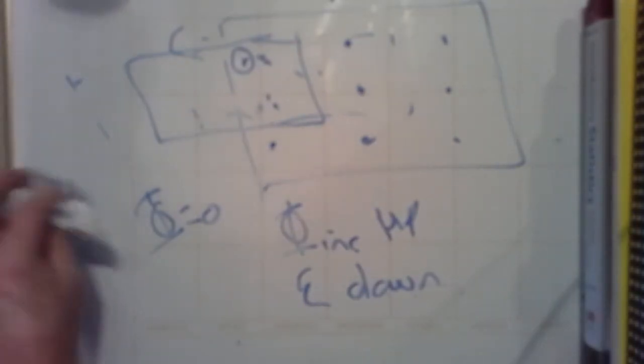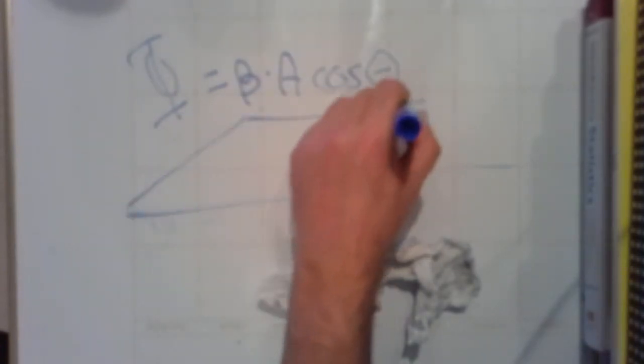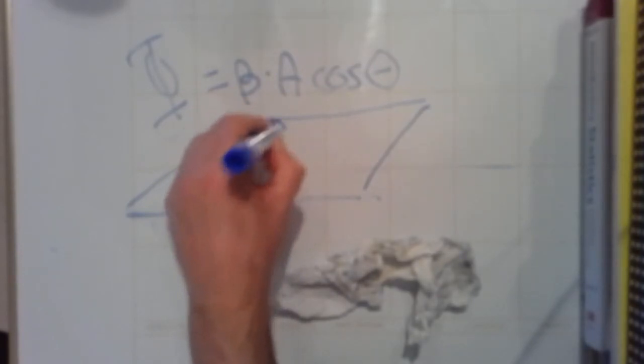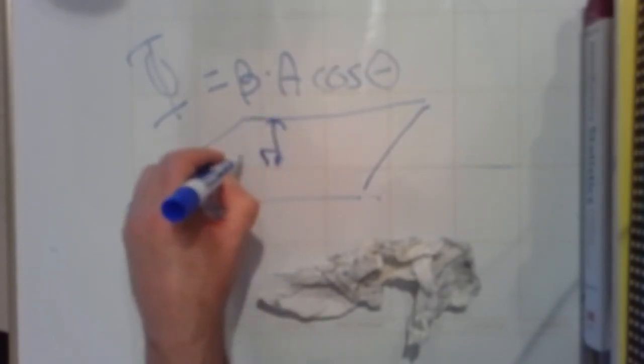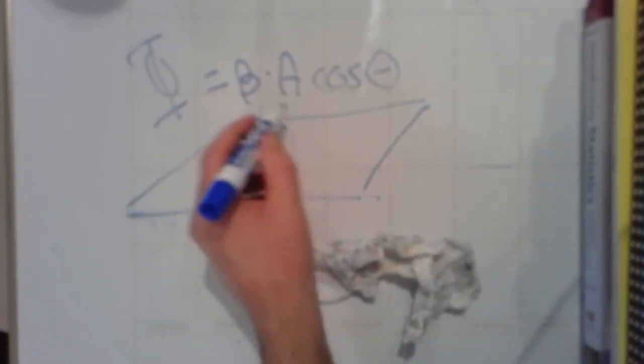Okay, what if we're changing our angle? Remember, in general, flux in the simplest case is B times A times the cosine of the angle between them. Where by angle between them, we don't mean the angle between B and A. We mean, here's my surface A, it's a flat surface. The perpendicular vector to A, n hat, is the angle we measure, that and B.